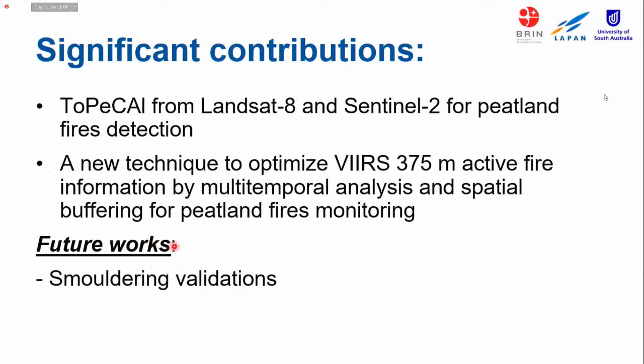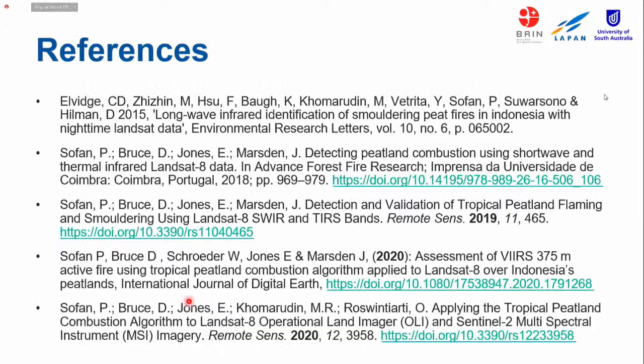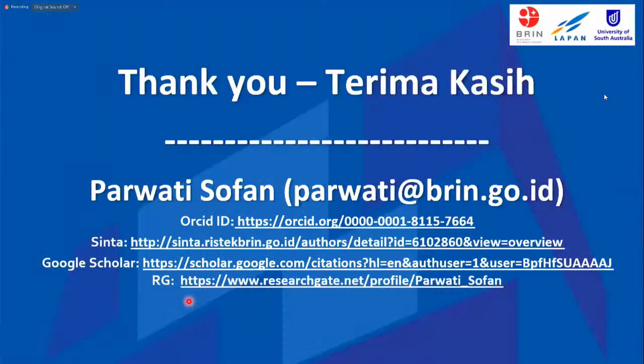And some future work needs to be done, for example, smoldering validation. This can be done by field measurement, or also by using other satellite image products, for example, soil moisture measurement and smoke analysis. Okay, that's all my presentation. Thank you for your attention.